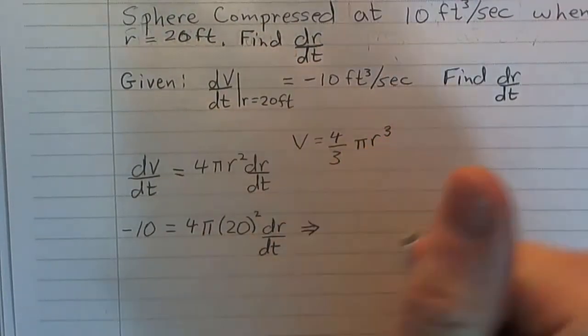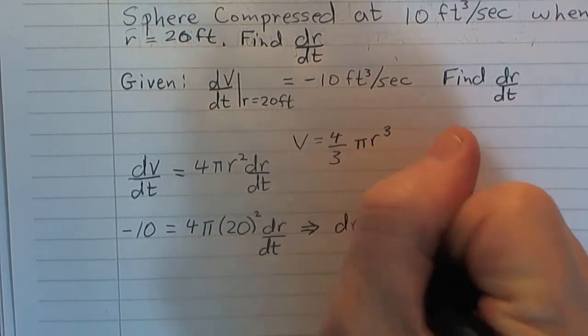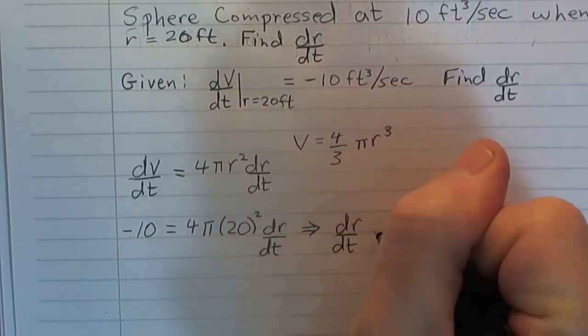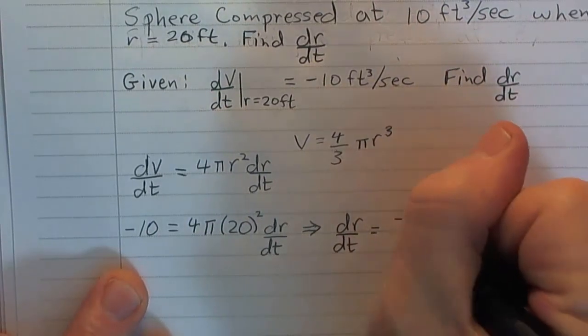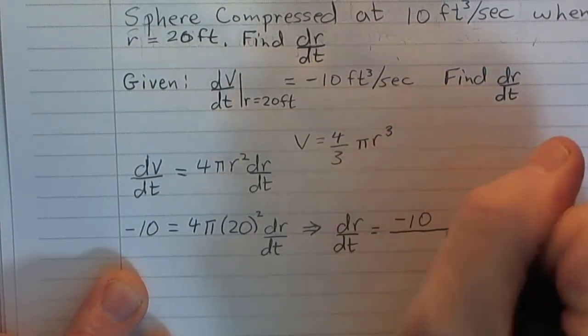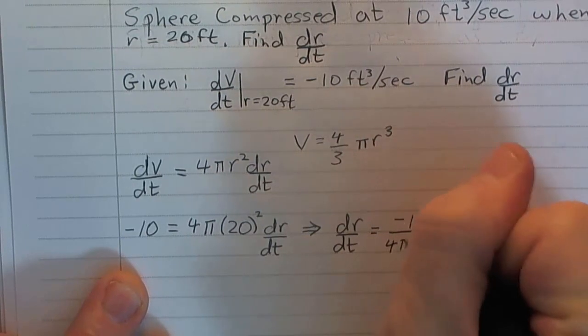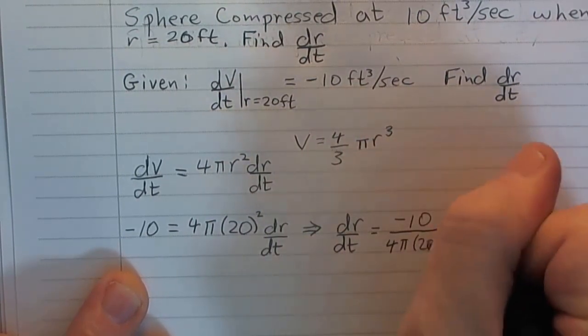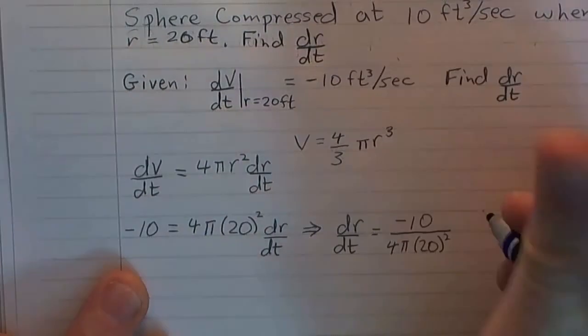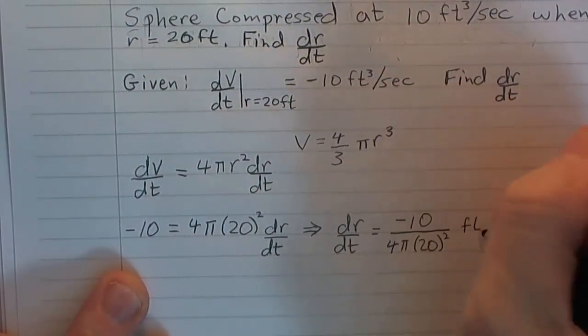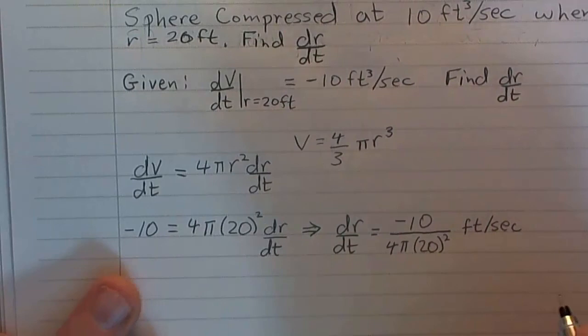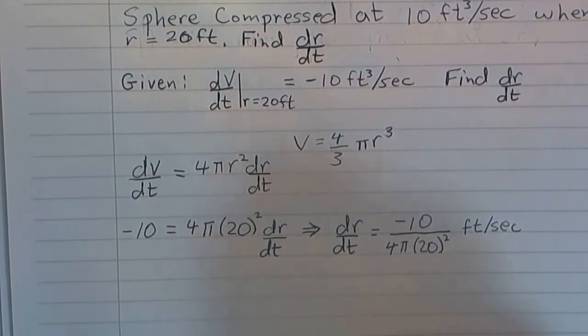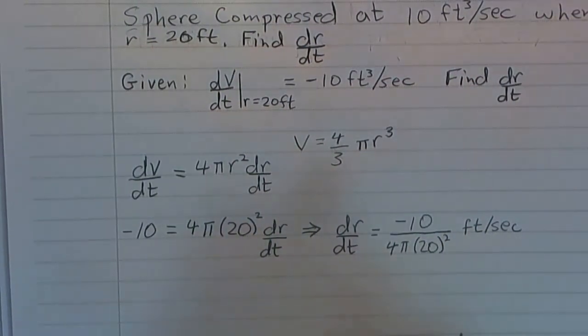Now we can go through here real quickly and say dr dt is equal to negative 10 divided by 4 pi times 20 squared. And that's going to be feet per second. That's how fast your radius is going to change. You can work all that out; I'll just leave it like that. But we found the rate of change of the radius.